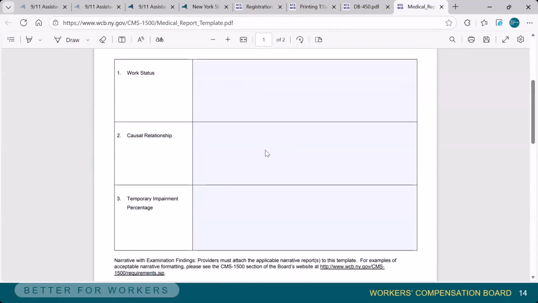Here's what we're talking about right now. You must answer these 3 questions or your patient's not getting paid. Number 1, is the patient working? All you have to do is indicate if the patient's working or not. Causal relationship. Is what you're treating the cause of disability, the reason why the person's not working? You're going to indicate that. And then finally, the temporary impairment percentage. That's another way of saying degree of disability. How disabled is the worker? You have to answer these questions, because if you don't answer these questions, especially the third one, we can't do the math that yields the benefits.